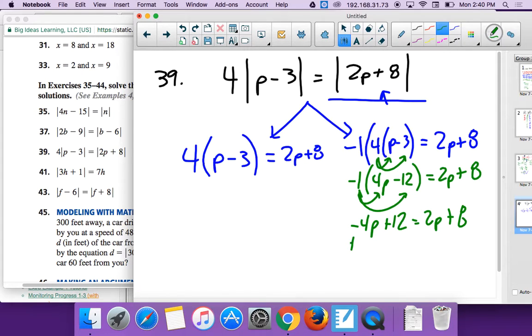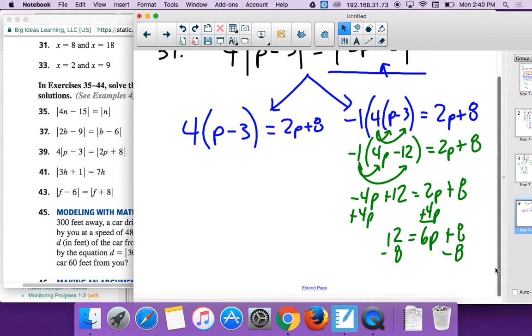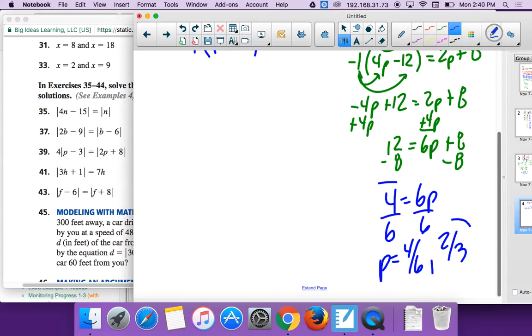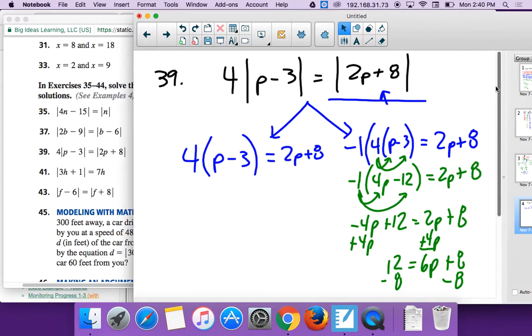Continue solving. Add 4p, add 4p. That's 6p plus 8 over here equals 12. I moved the variables right, so let me move the numbers left, and I get an answer of 4 over here equals 6p divided by 6. P is equal to 4/6, which is 2/3. Okay, so that's simplified. So that's one of the answers. We can plug it in and check in a minute. Before we do that, let's solve this one too.